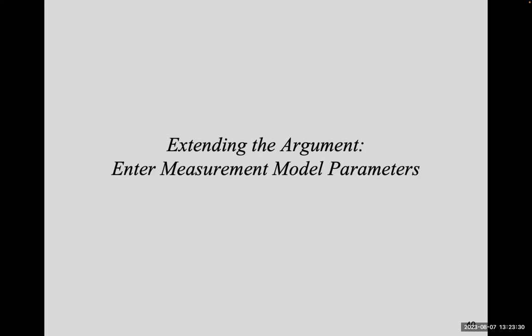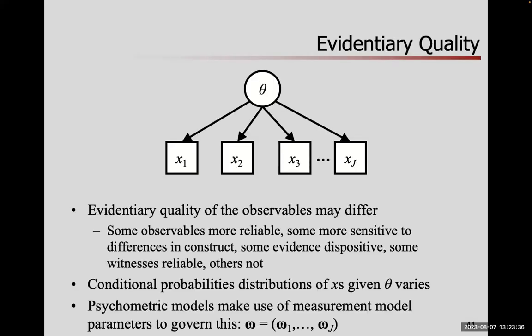We can extend this to incorporate and talk about other features like measurement model parameters. We know that the evidentiary quality of some of our observables differ. This assessment or this test or this task or this item gives us better information than this one. Can we build that into our model? These things are more reliable. These are more sensitive to the presence or absence of some. Yeah, we can build those in via measurement model parameters.